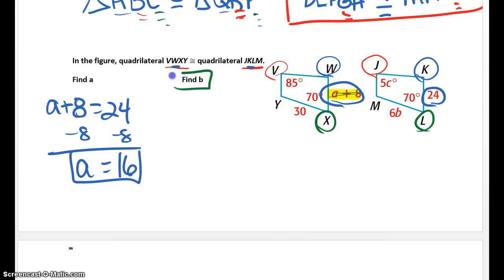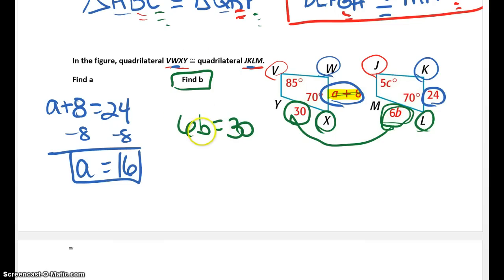Okay, next one, it says find B. Where is B? So if I look over here, I see B is along this side right here, which corresponds to XY. XY are the last two letters, LM the last two letters. So this side, 6B, equals 30. 6 times what equals 30? B equals 5. How did we get that algebraically? We divided both sides by 6. But you know in your head that 6 times 5 is 30, so B is 5.